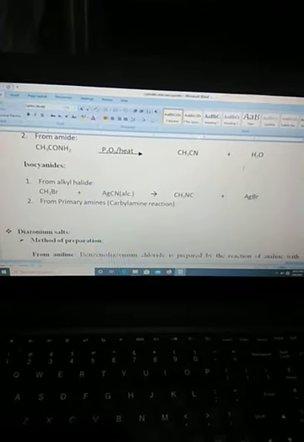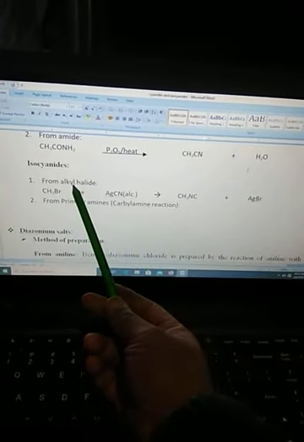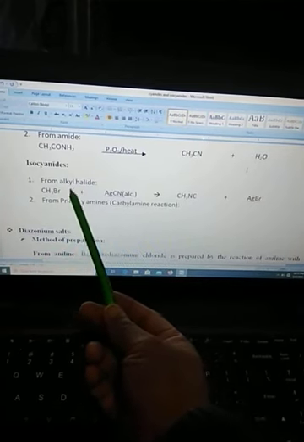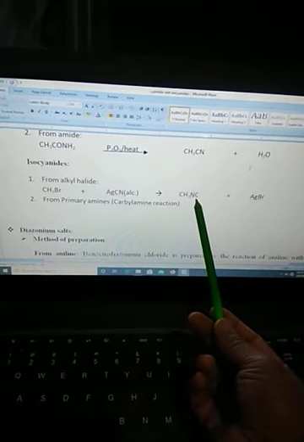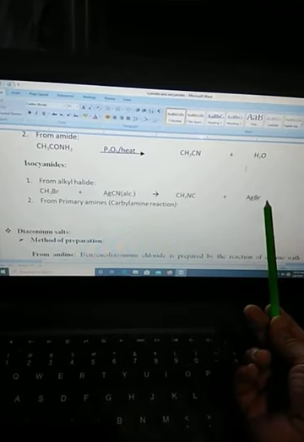In a similar way, we can see for isocyanide as well. Isocyanides can also be made from alkyl halide. So we'll take alkyl halide and treat it with alcoholic silver cyanide solution. Remember that for cyanide we have taken alcoholic potassium cyanide, and for isocyanide, silver cyanide. It is going to form CH3NC. This NC is isocyanide, plus AgBr. Okay, and the second preparation is from primary amines, and that we already know, the carbylamine reaction. So you'll write down the reaction once again for this carbylamine reaction.